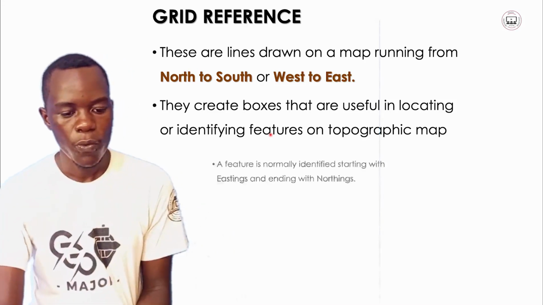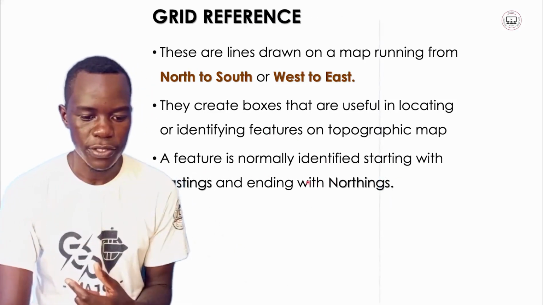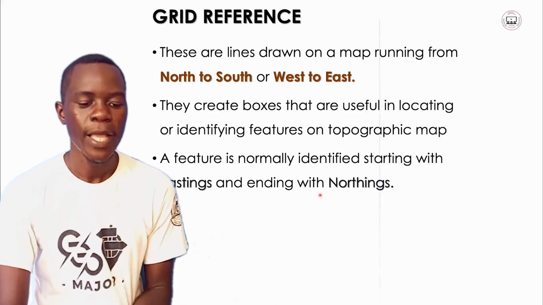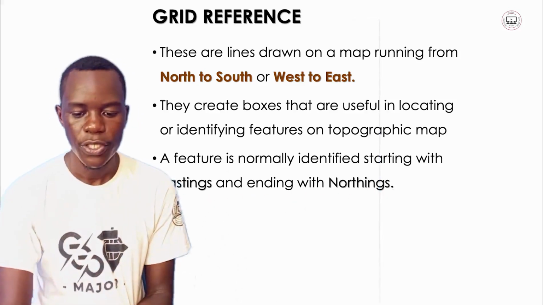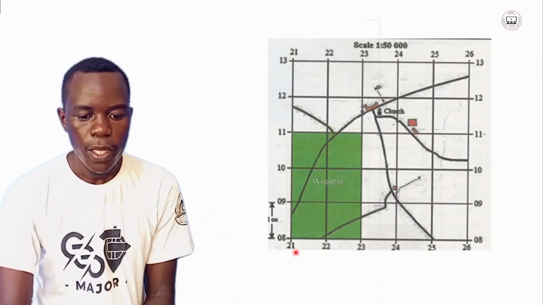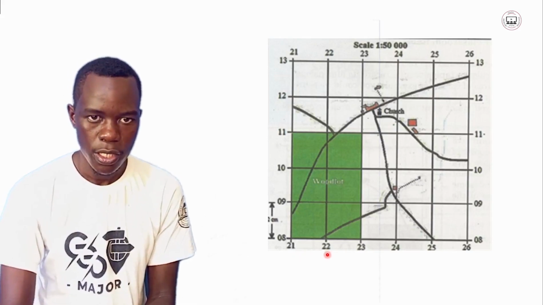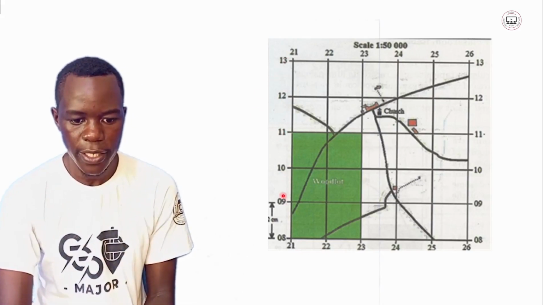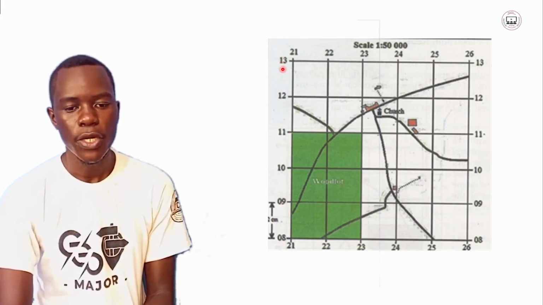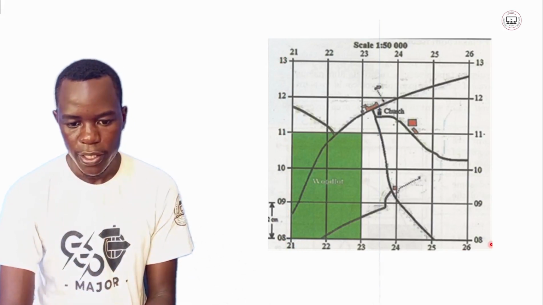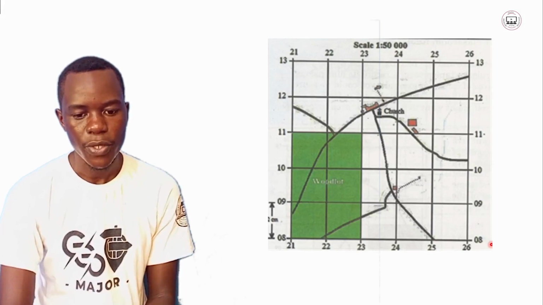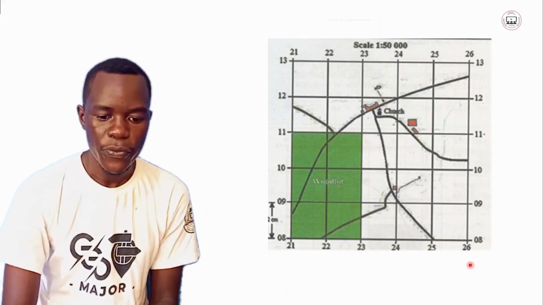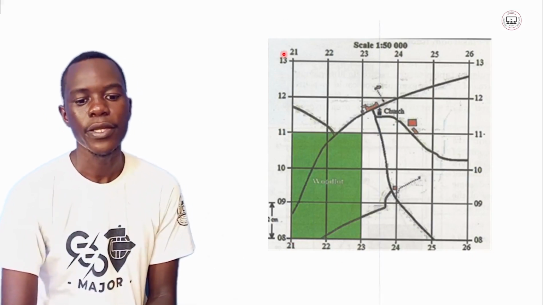So when you want to find a feature using this grid reference, we usually say a feature is normally identified starting with eastings and ending with northings. So here you have the northings as well as the eastings in the grid references. Here these lines which are running from north, which are 13, 12, 11, 10, and 8, 9, 10, these are northings. And these lines which run from east to west are known as the eastings. So when we're identifying the features, we start with the eastings and then the northings.